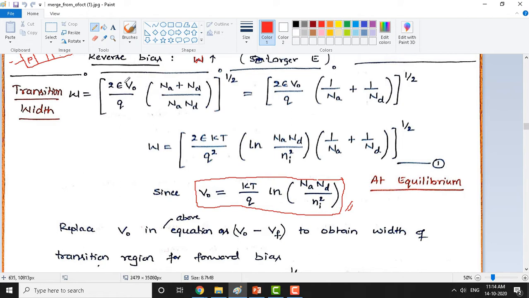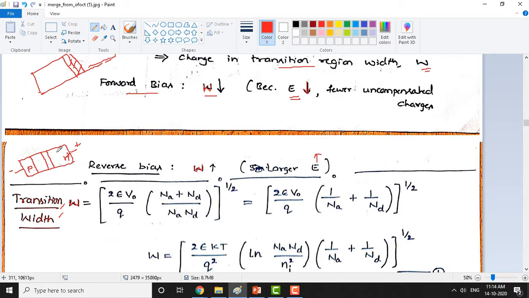This equation we already discussed many times, right? What is W now? Whatever I ask you should answer now. It is the transition width. What do you mean by transition width? Look at this PN junction. This is the transition width.